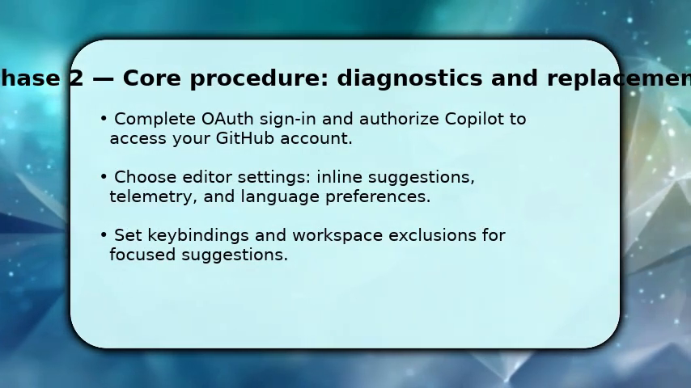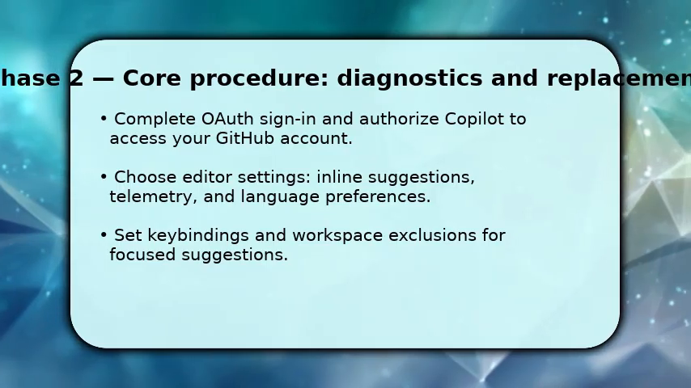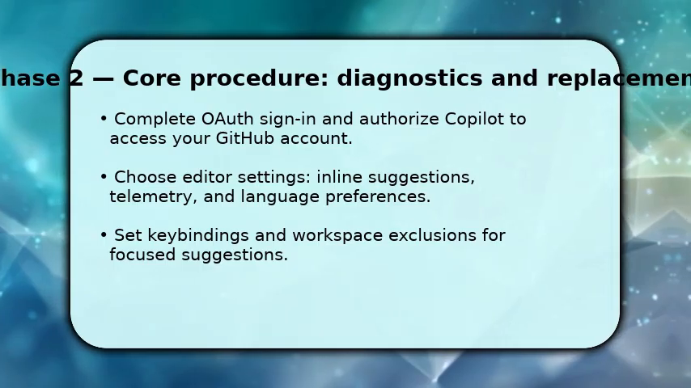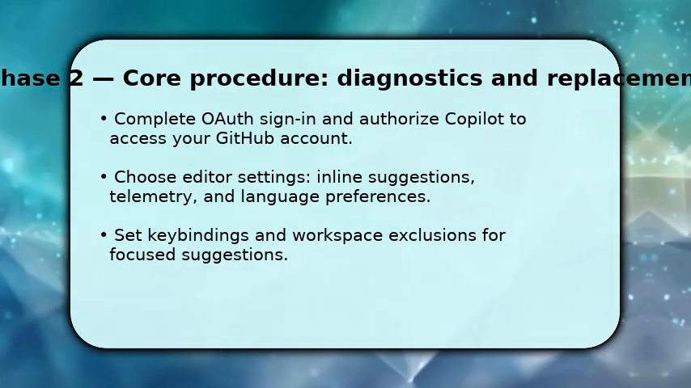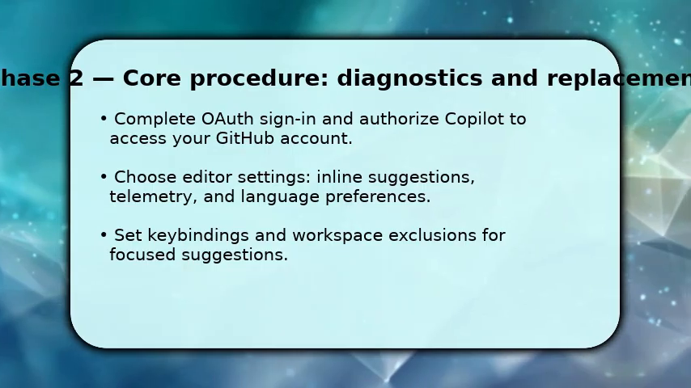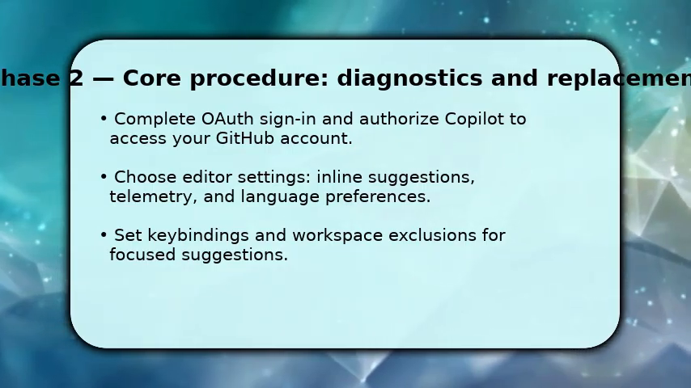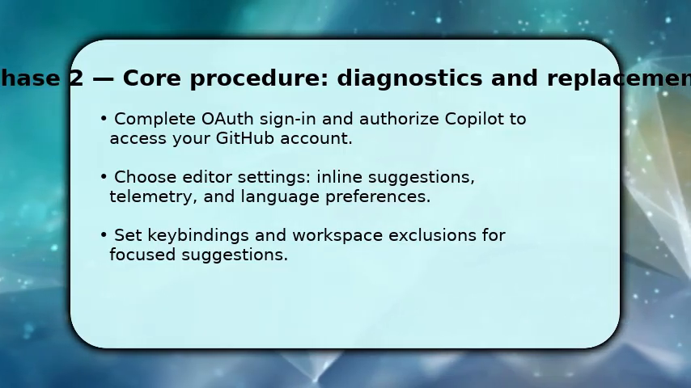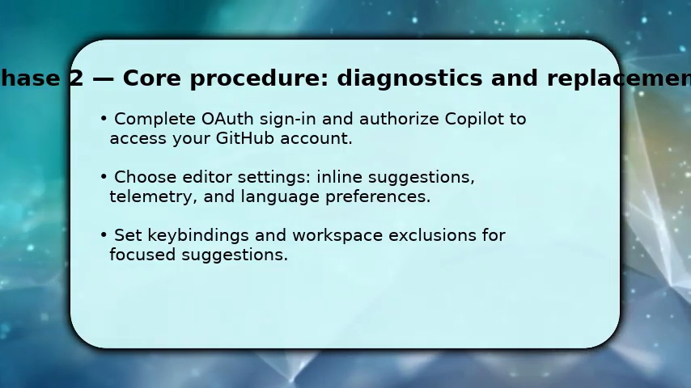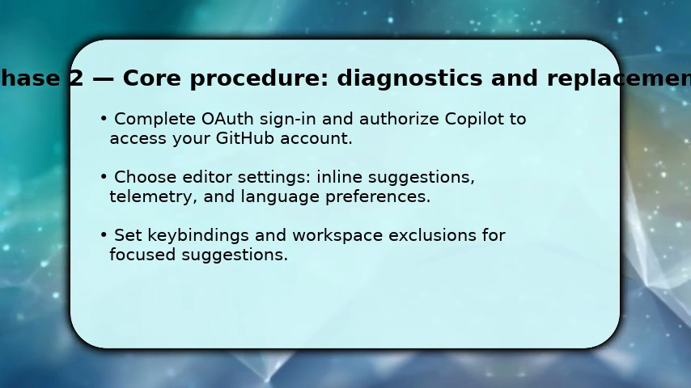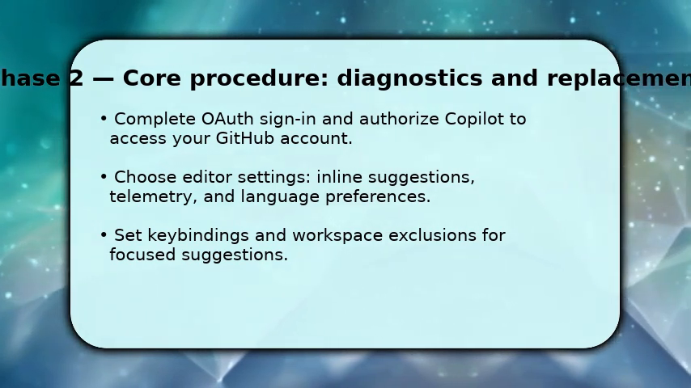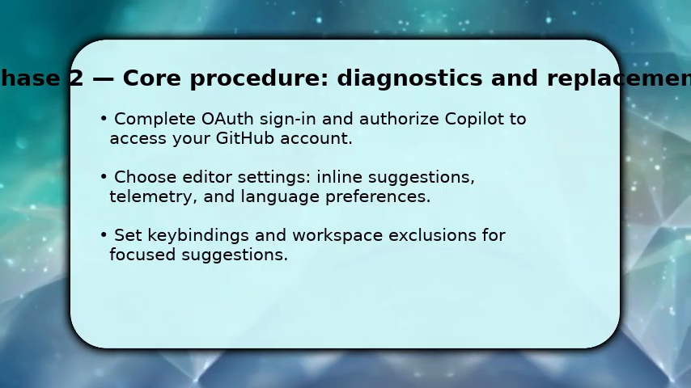Next, configure extension settings. Enable inline suggestions if you want live completions, adjust telemetry to your privacy comfort, and select the languages you use most so models prioritize relevant patterns. Then customize key bindings for accepting or cycling suggestions, and add workspace exclusions to prevent suggestions in generated or vendor folders. These steps refine performance and reduce noise, which is why tuning settings early matters.